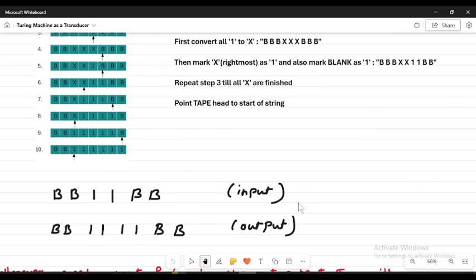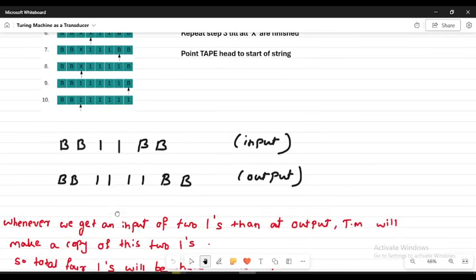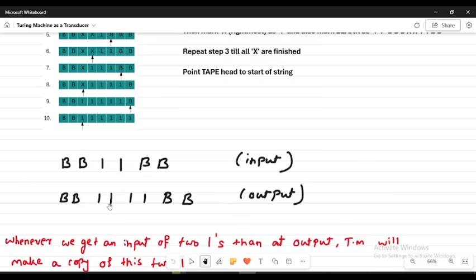So here, in this example we are going to take two ones as an input, and these are all blanks. And in the output there will be four ones, meaning you will make a copy of these two ones. So this would be the result. You give two ones in unary notation, and in the output there should be a copy of it. That means two ones copied would be four ones.